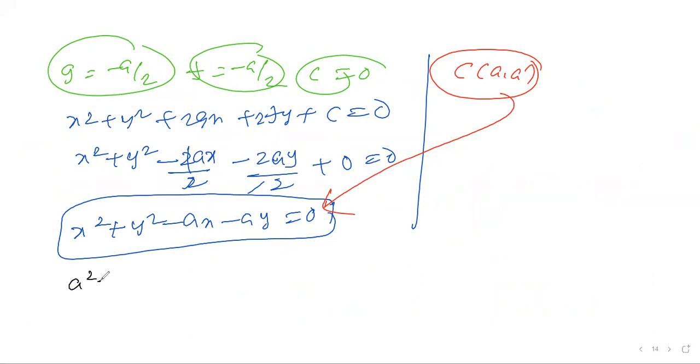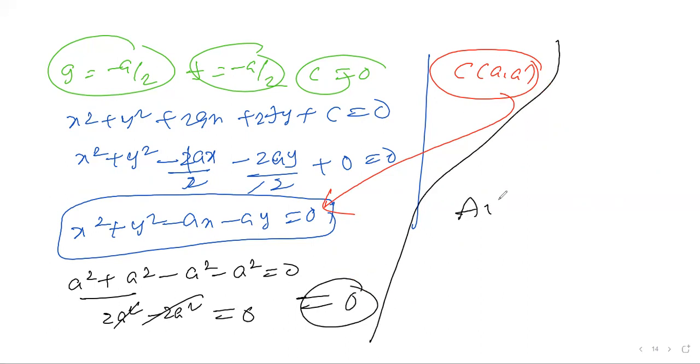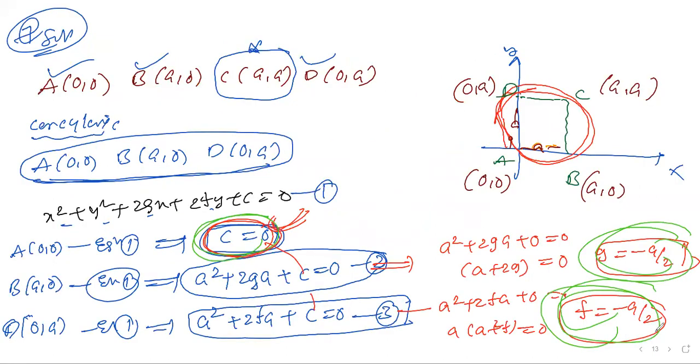What is there here? a square plus a square minus a into a minus a into a. So 2a square minus 2a square cancel. The answer is 0. Therefore, the equation is satisfied. Therefore, we can say the points A, B, C, D of a square are concyclic. I hope it's very clear how I was working over there. This is the concyclic procedure.